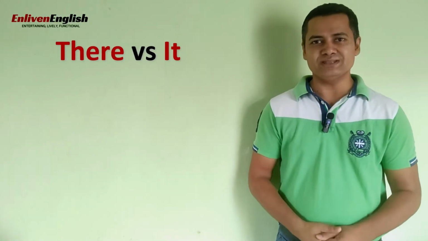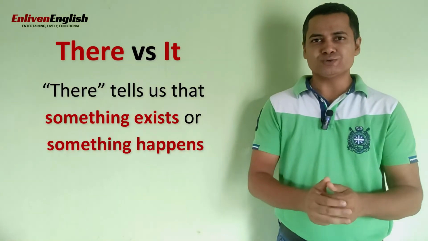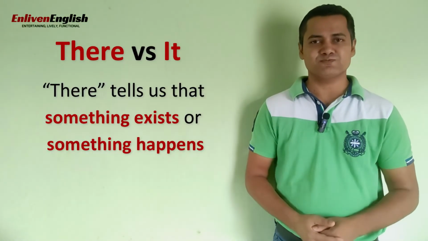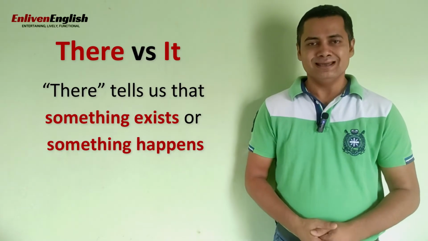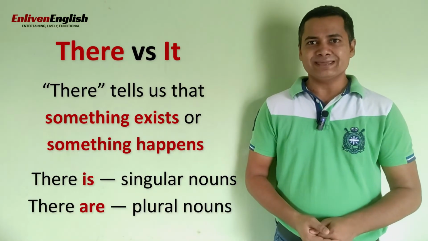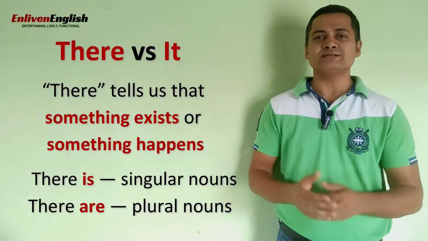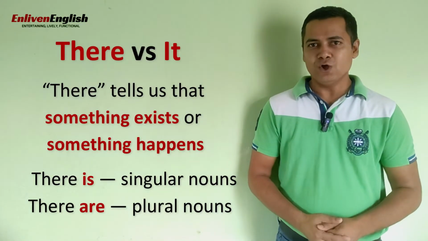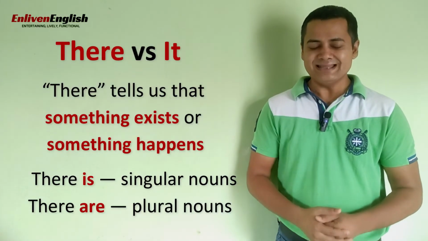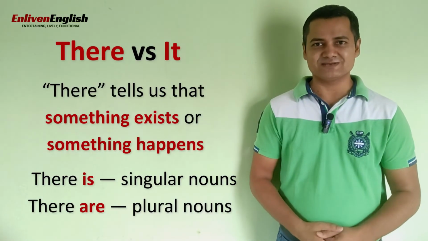So let's begin with there. There is used to tell that something exists or something happens. Now, the verb after there can be plural or singular depending on whether we are dealing with a singular noun or a plural one. Let's see some examples to understand this.